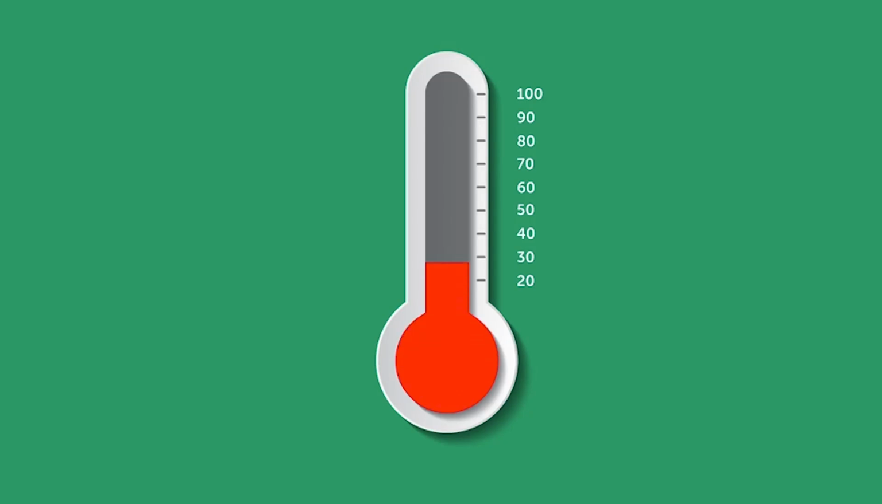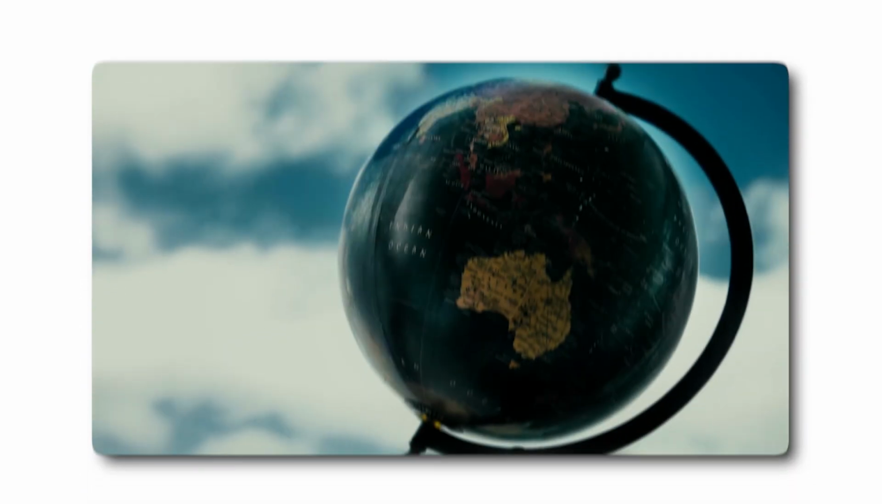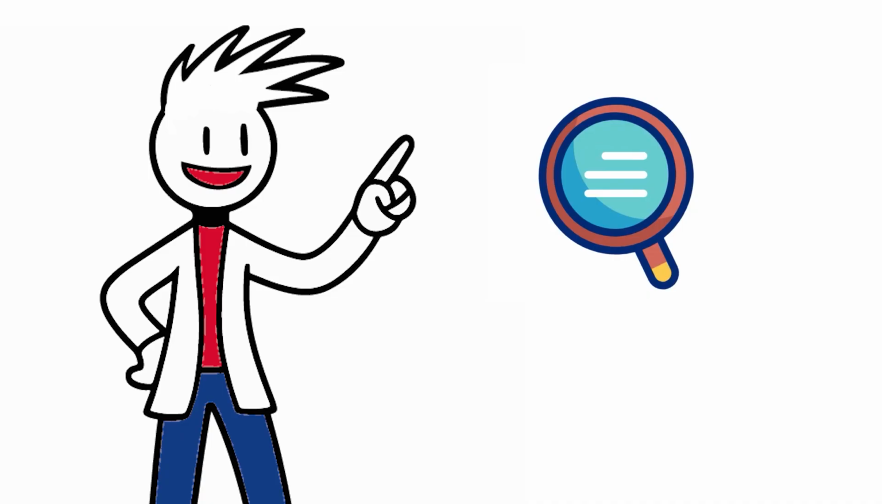Temperature scales are essential tools for measuring how hot or cold something is. While Celsius, Fahrenheit, and Kelvin are widely used today, history has seen the development of numerous unique and at times peculiar temperature scales. Let's explore some of these intriguing systems.